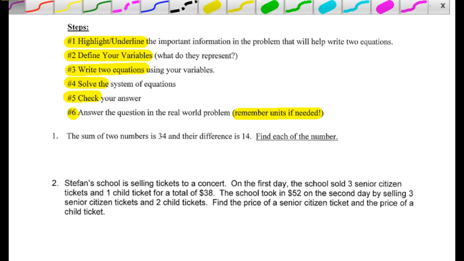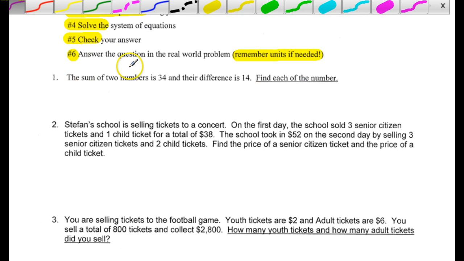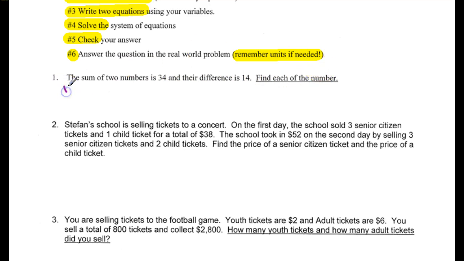Number 1. This problem says the sum of two numbers is 34 and their difference is 14. Find each number. So in this case, I can use X and Y. I'm going to use X for a variable and Y for a variable. But let's think about what those things are standing for. I'm finding two numbers, right? So X will be the first number and Y will be the second number.